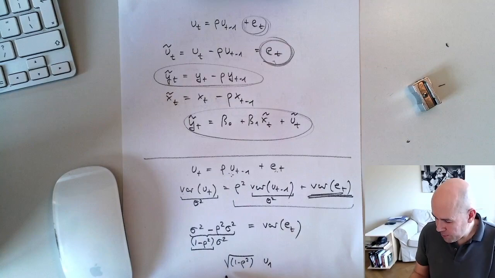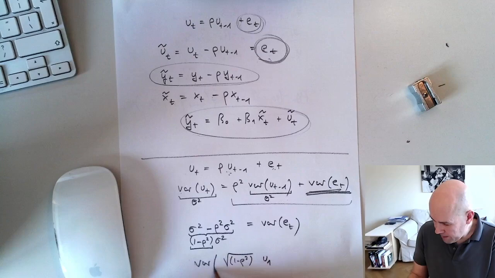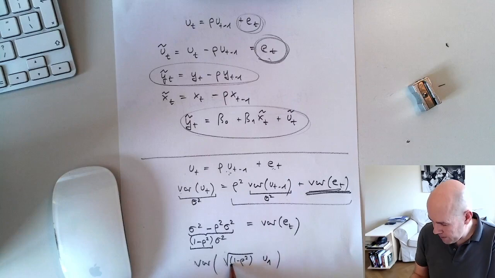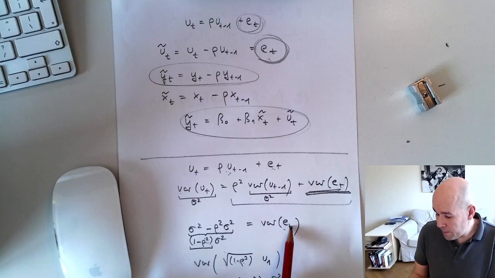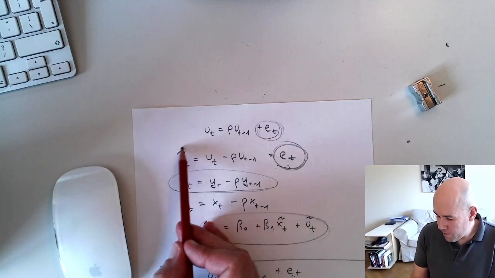So let's look at the variance of that thing. The square root of 1 minus rho squared is going to be pulled out, so I need to square it. So I'm going to get 1 minus rho squared times the variance of u_1, sigma squared, which is exactly this thing here. And this is then equal to the variance of e_t, and the variance of e_t is the variance of the error term u tilde in all the future periods.